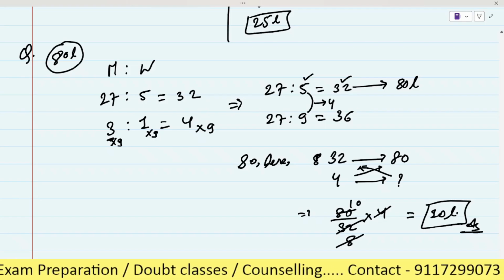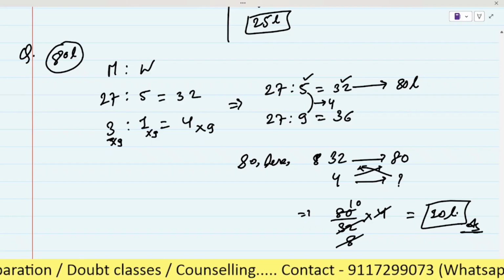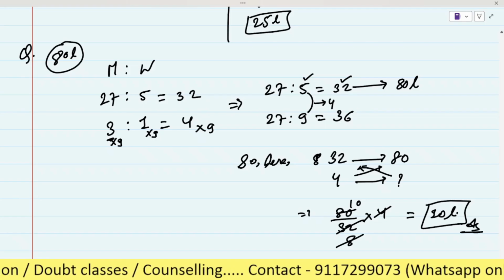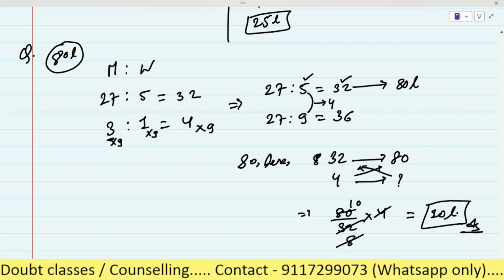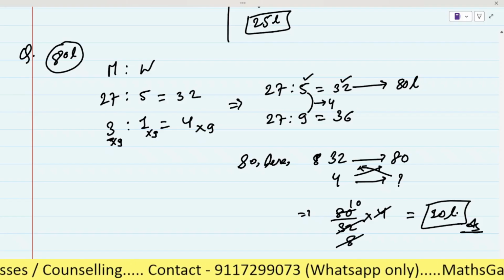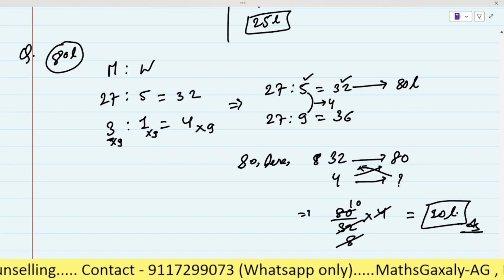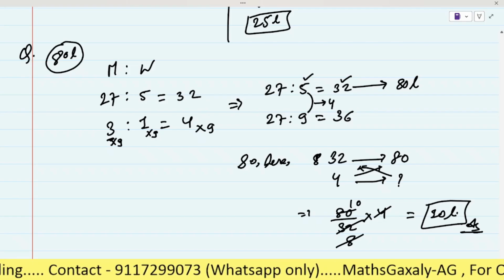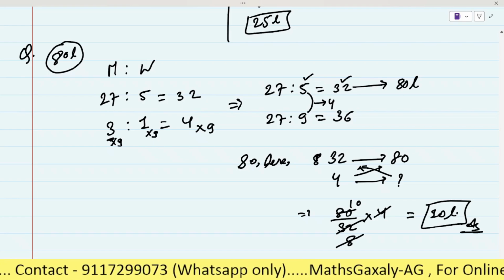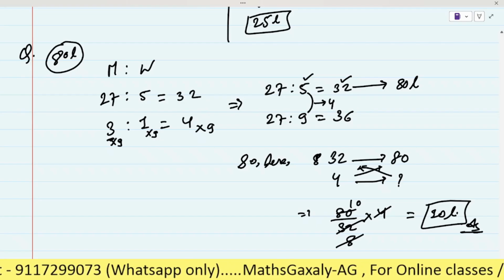I am repeating the question again. Zinc and copper are in the ratio 5 is to 3 in 200 gram of an alloy. How many grams of copper must be added to make the ratio 3 is to 5? Please try it. You have to solve it by the same method as we did the previous question, the last one, for which we got the answer 10 liters.